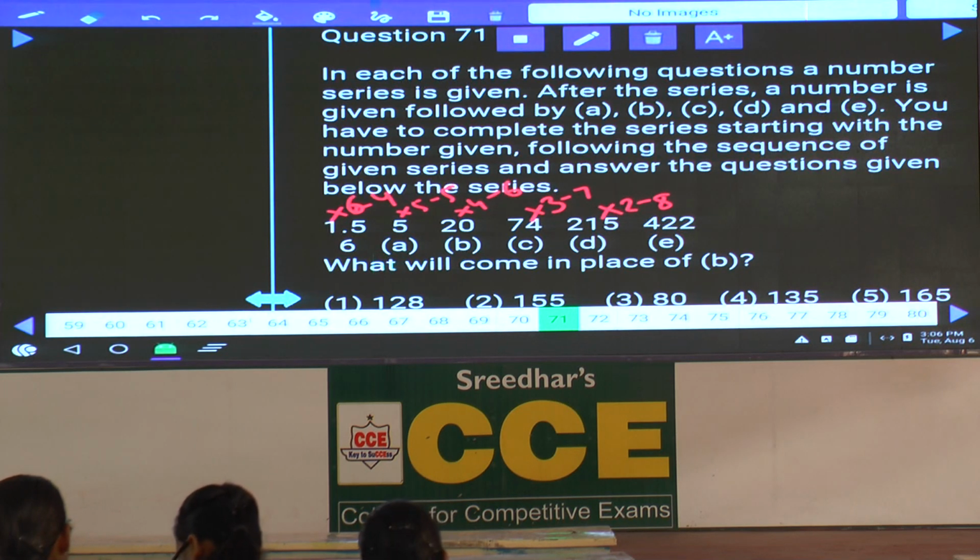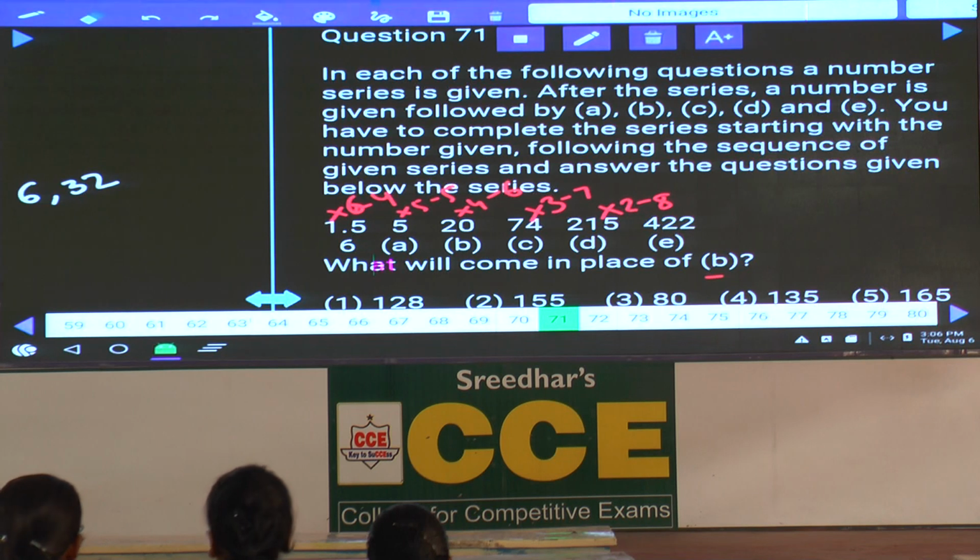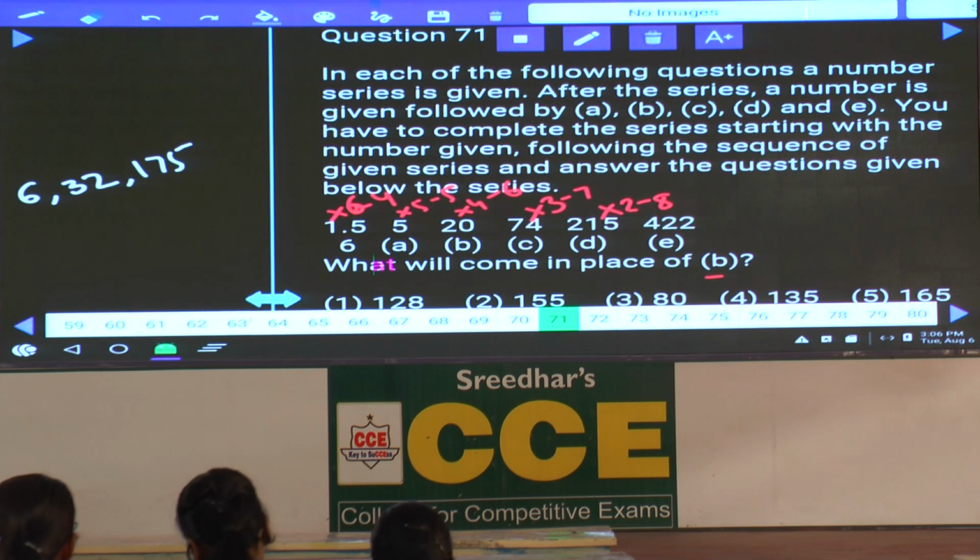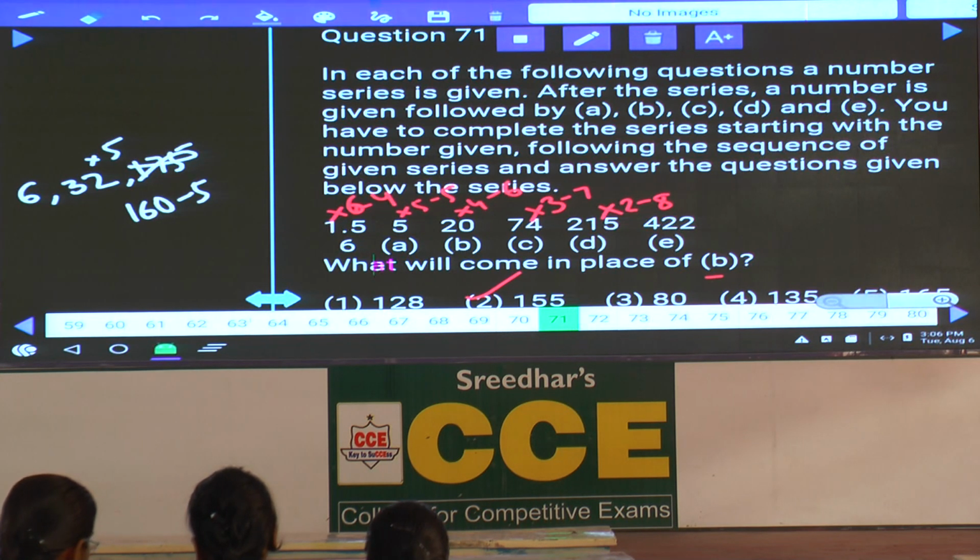Yes, now the question is about B only. 6 into 6, 36 minus 4 is 32. And 32 into 5, 180 minus 5, 175. Now 6 into 6, 30, 6 minus 4, 32. 32 into 5 is 160. 160 minus 5, 155. 155, choice 2. Done?